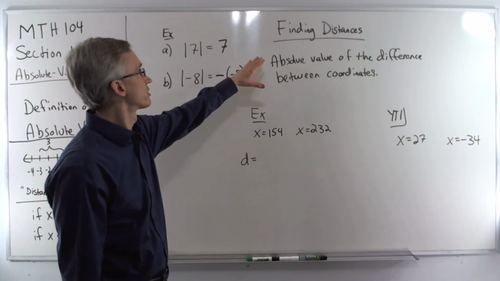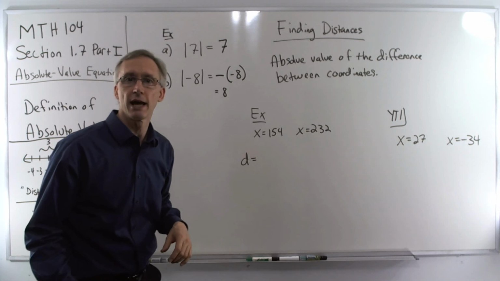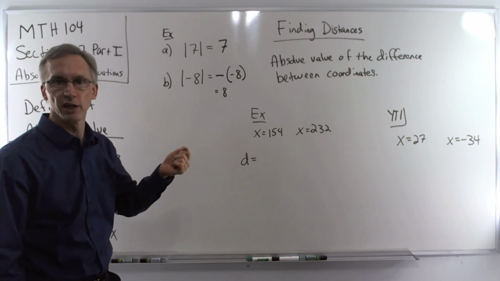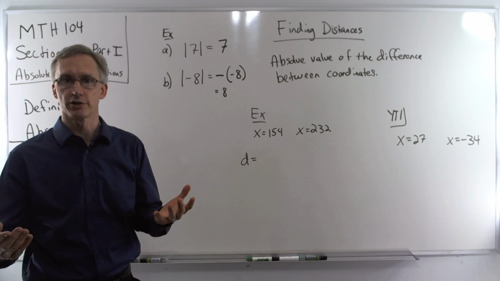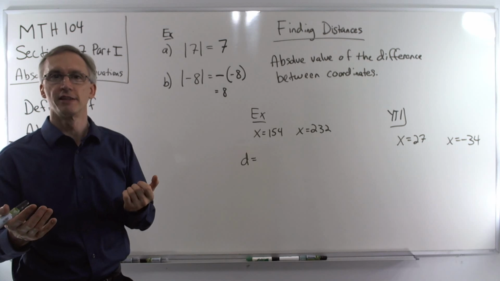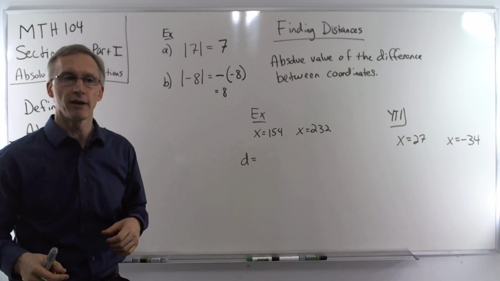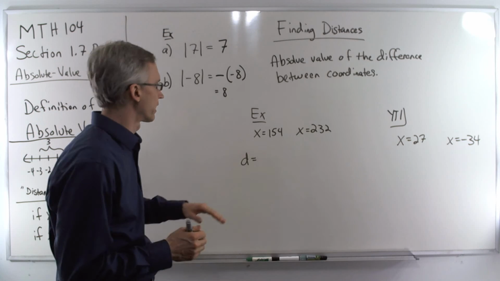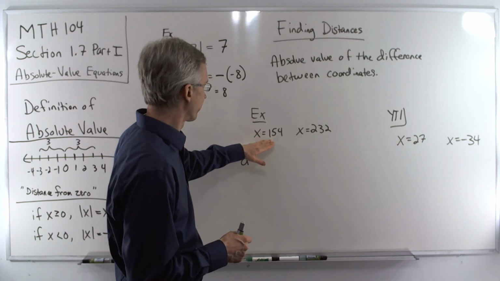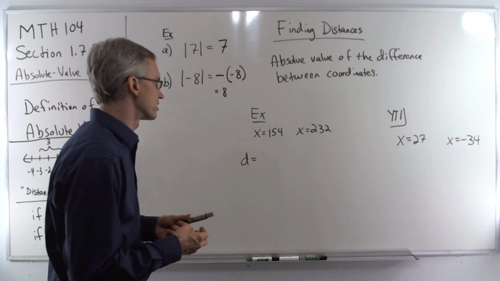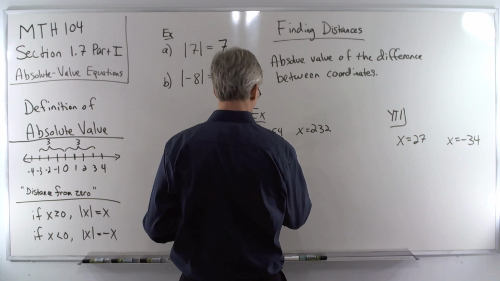So in finding distances, we're going to use absolute value: the absolute value of the difference between coordinates. Difference is subtraction. So if we wanted to find the distance between 2 points, we're going to subtract the coordinates and then take the absolute value. So for example, we've got 2 coordinates here: x at 154 and x at 232. And we want to find the distance between those 2 points.